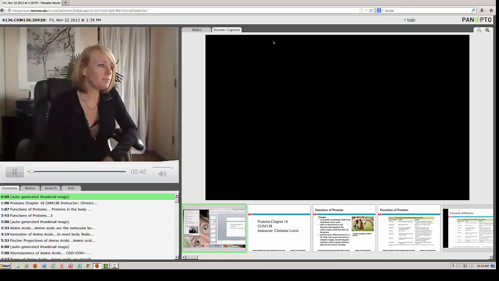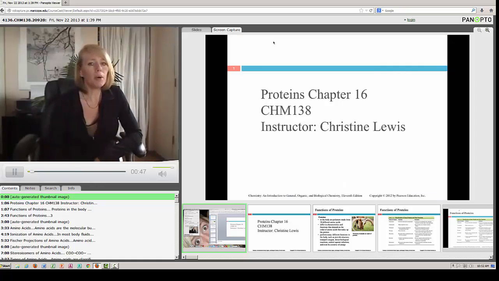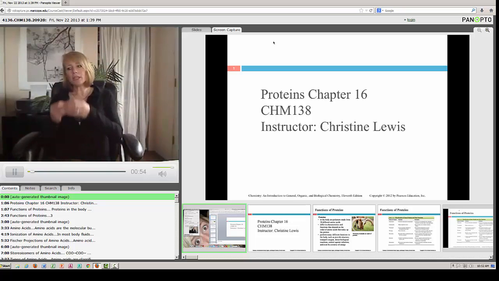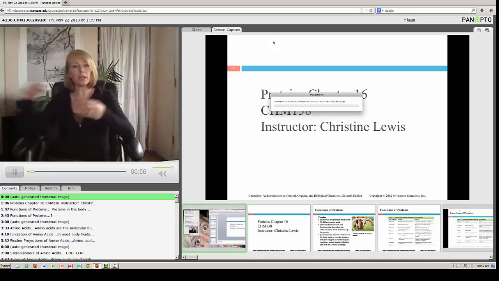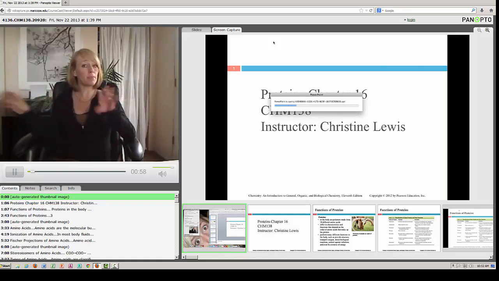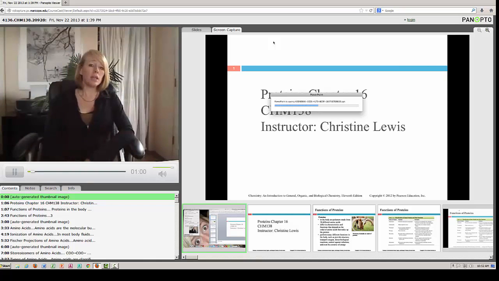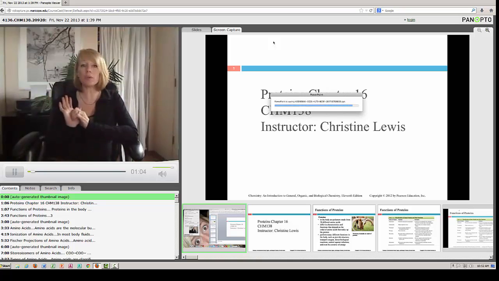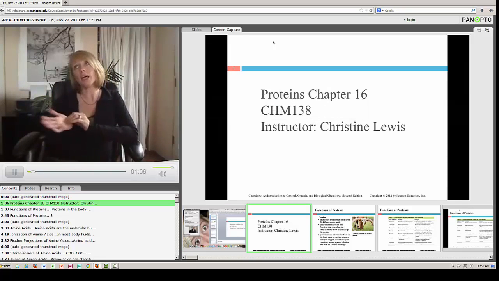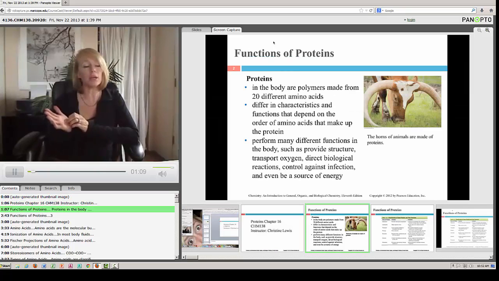In the body, the proteins are made up of amino acids. It's basically like a protein is a long string of amino acids that are held together with amide bonds called peptide bonds. There's 20 different types of amino acids, and we're going to go through the individual generic form of what an amino acid is.